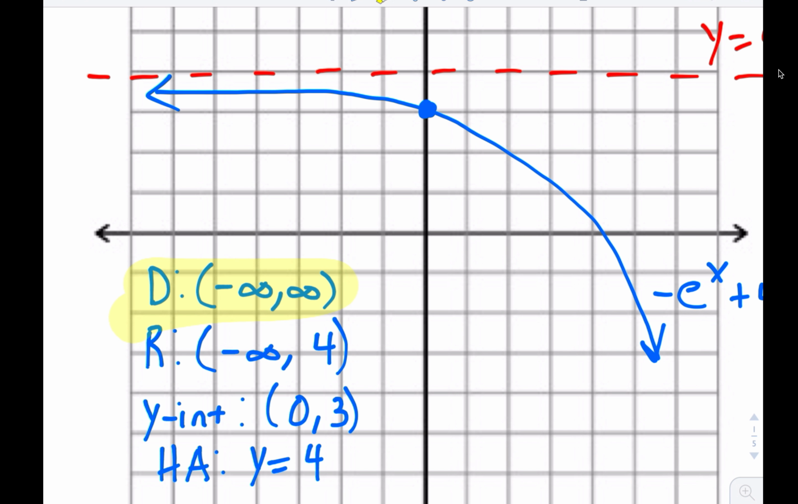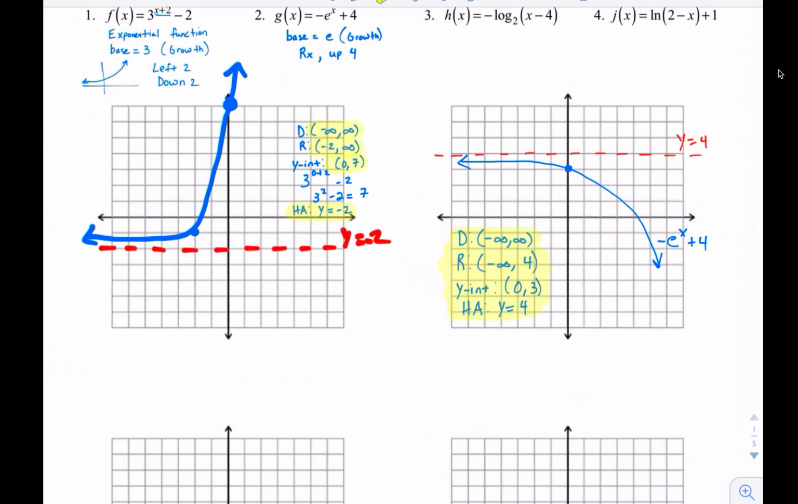All right, so again, if you can figure out that information, you guys should be pretty ready to graph really any exponential on the test.